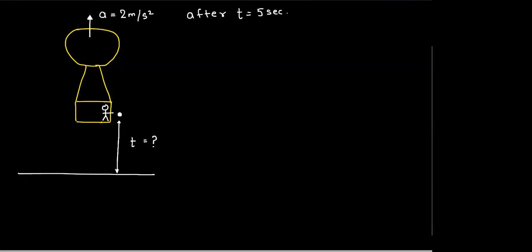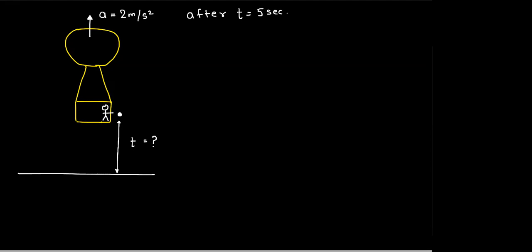Has Shashwat got something? Others? All right, so some of you are getting root 5 as the answer. Let us see whether that is correct or not. Someone is getting root 2 also. Most of you are getting root 5. Let us see. We'll solve it now.